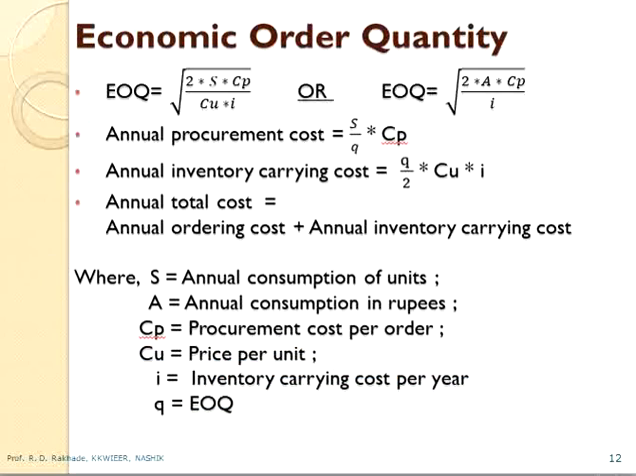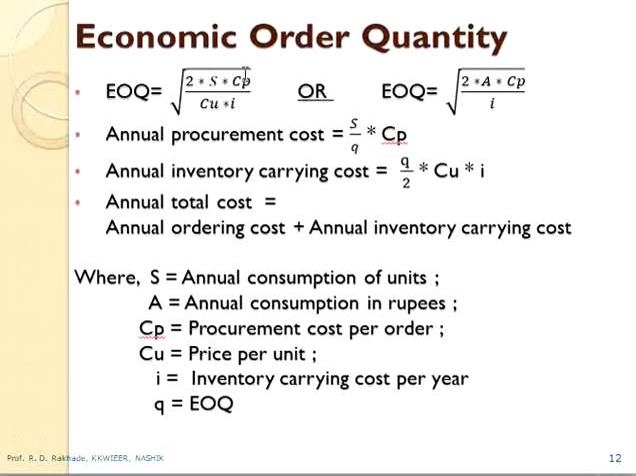Then economical order quantity, it's part of inventory control management. In this topic, the main objective is to determine the optimum balance of cost and quantity of inventory. So how to determine the lot size of inventory? We use these two formulas. First on the basis of unit price, and second on the basis of order, or in terms of rupees. EOQ stands for economical order quantity.